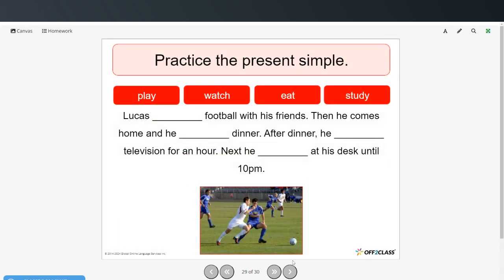All right, this time we're going to practice everything that we've learned so far about the present simple. So you're going to use the correct form and spelling of these verbs to fill in the gaps to make this story. So again, you can pause the video, write down your answers, and then restart when you're ready to check.